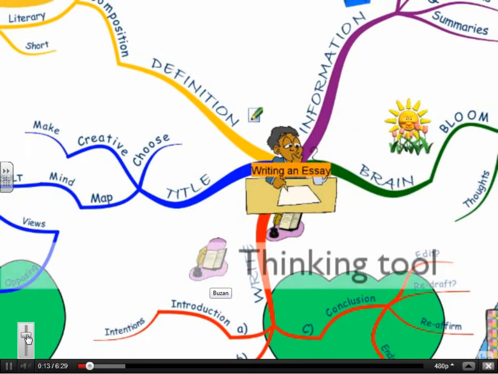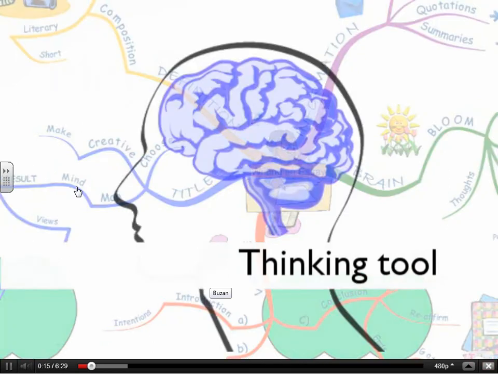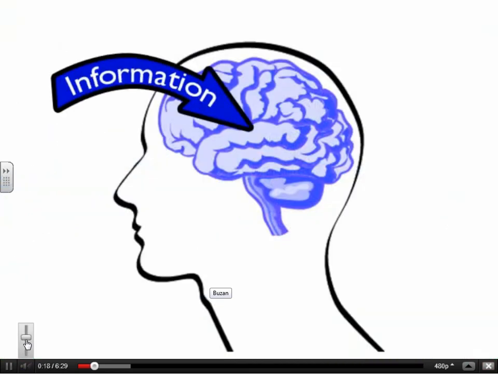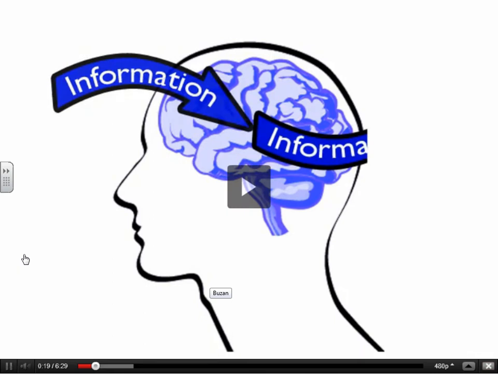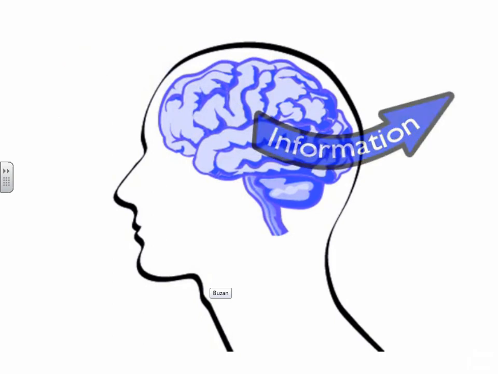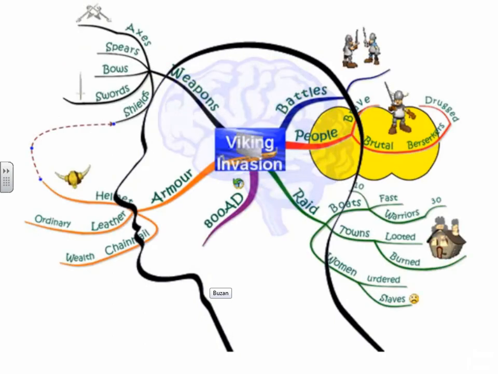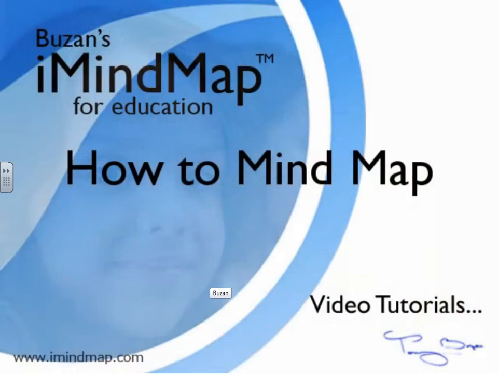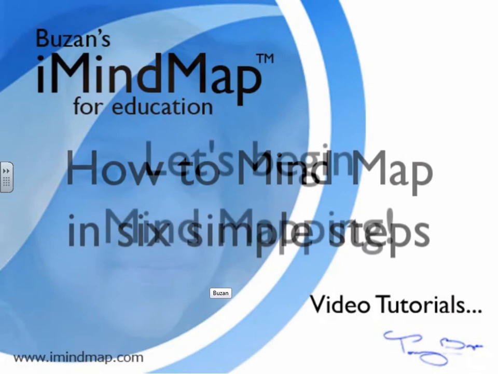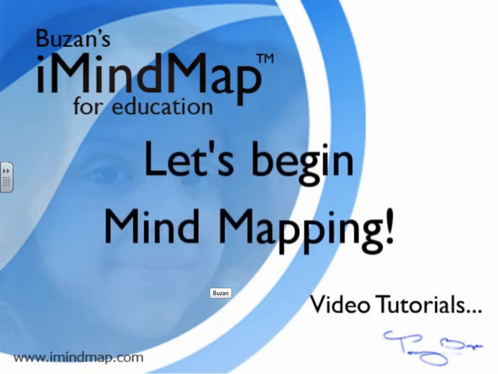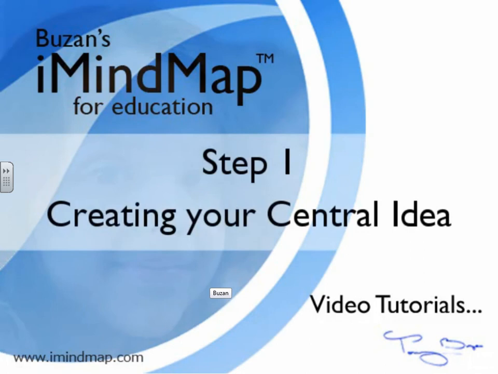Ultimate organizational thinking tool. They are the easiest way to put information into your brain and to take information out of your brain, as they literally map out your thoughts. Tony Buzan invented mind maps back in the 1970s. A mind map is a thinking tool that reflects externally what goes on inside your head. We're now going to look at how to mind map in 6 simple steps. Let's begin mind mapping. Step 1.